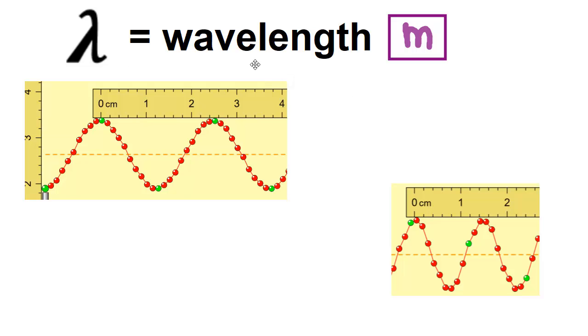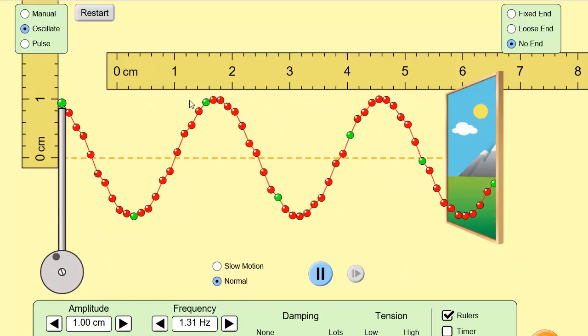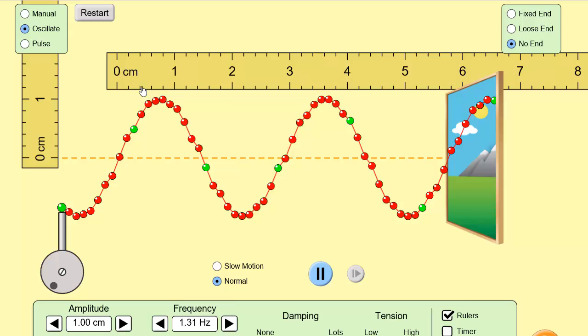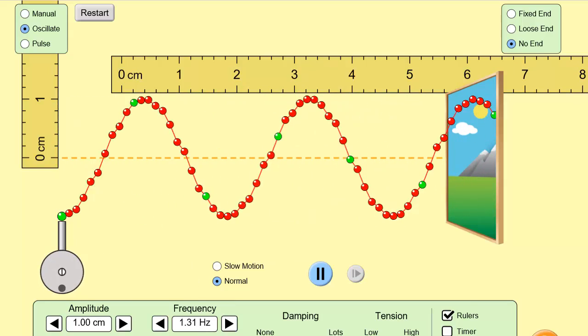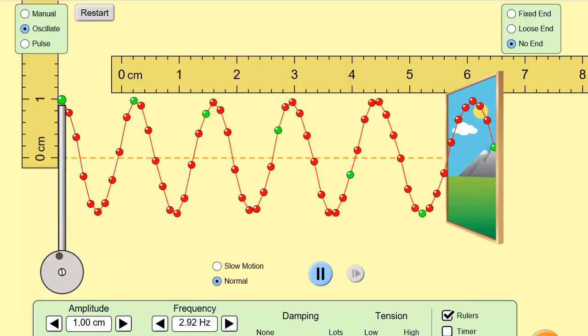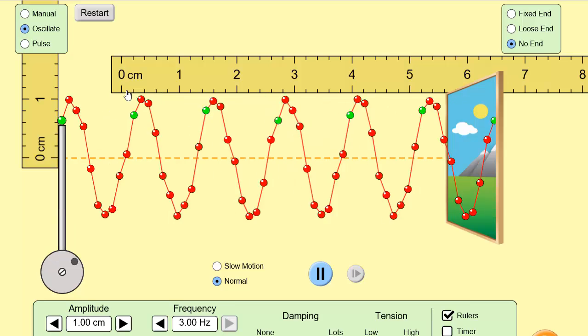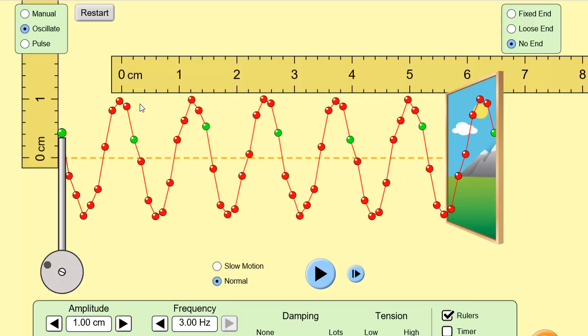First, let's talk about wavelength. Lambda, length, is in meters. So here are some waves traveling, and the length is going to be the distance between these crests right here. This would be a medium length, and as I change the frequency, you can see what happens to the lengths. The waves get closer and closer together, so it's a smaller wavelength.